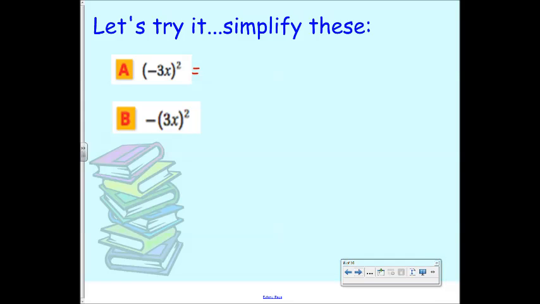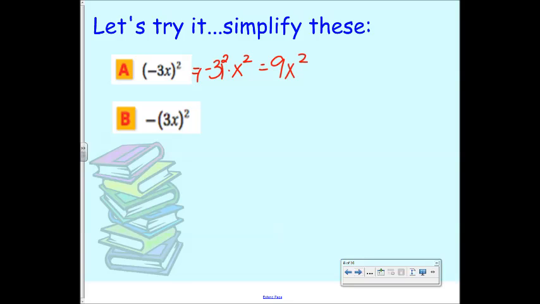It'd be negative 3 to the second times x to the second. Can you simplify either of those? Yeah? Really? You can do negative 3. What's negative 3 squared? If it's in parentheses, it would be a positive 9. So 9x squared.